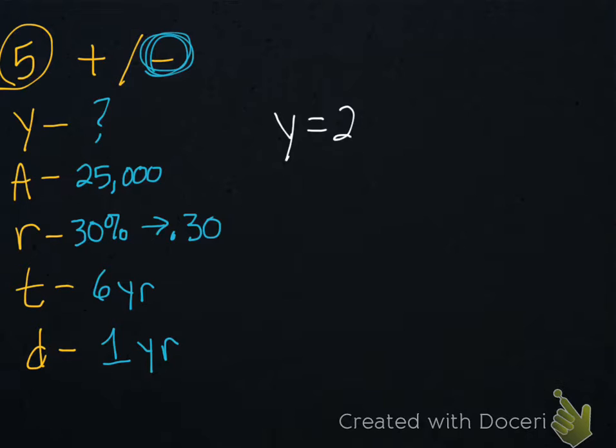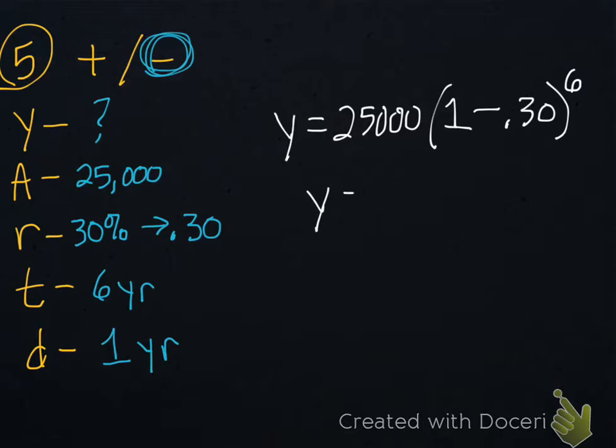Y equals 25,000, parenthesis, 1 what? Minus 0.30 raised to the 6th power. Something tells me it's not going to be worth much. Yep.